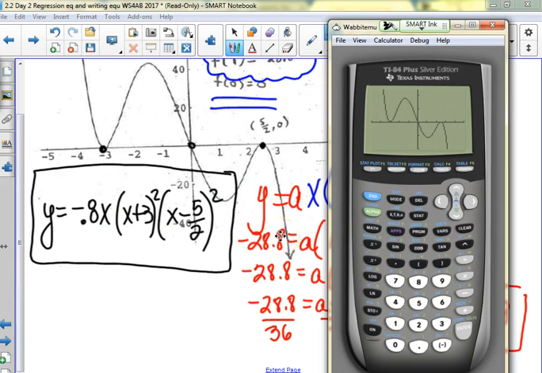How can I check that it's right? I could trace negative 3. Am I at 0? Yes. 0. Yes. 2.5 or 5/2 is a 0. What's the other point that will tell me if I got the stretch right, though? If I put in a 1, do I get out negative 28.8? Yeah, we did. It's really hard to tell if we don't turn the lights off, I know.